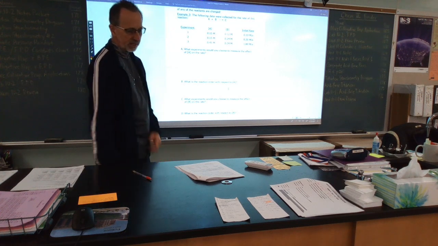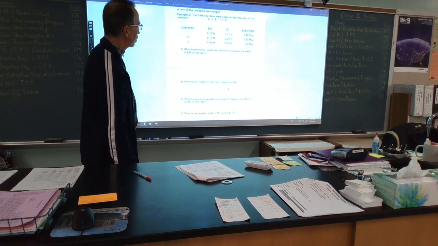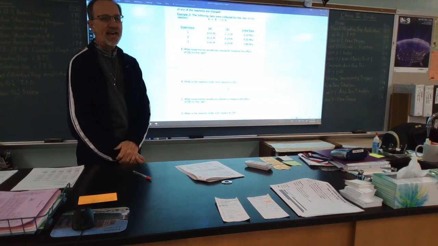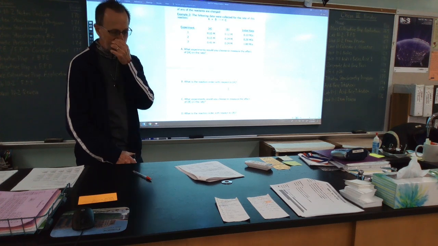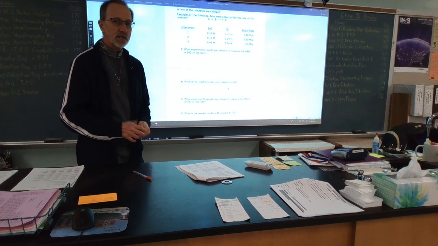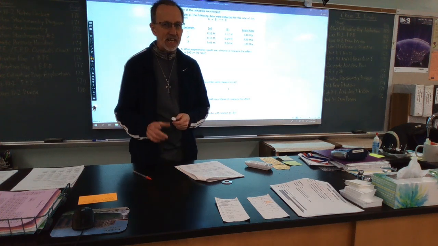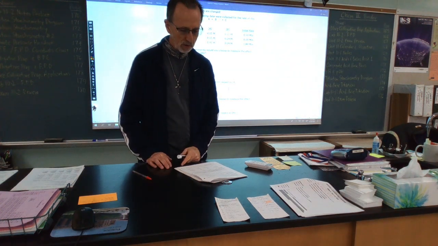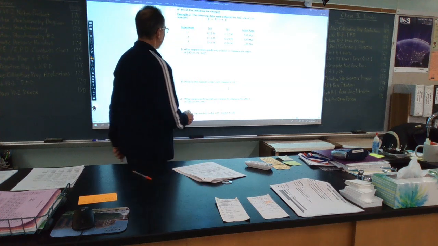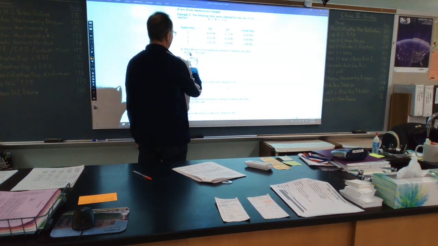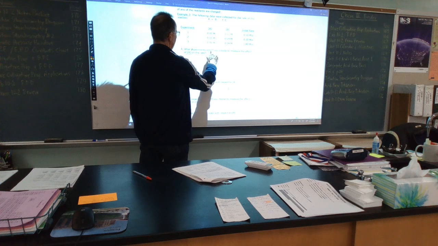So the first question is, what experiments would you choose to measure the effect of A on the rate? All right, A. So if you want to measure the effect of A on this rate, you want to leave B constant. Okay, you want to leave B constant. So based on that, we want B concentration constant.